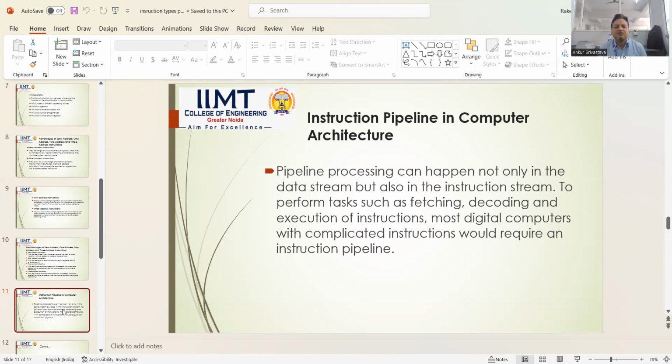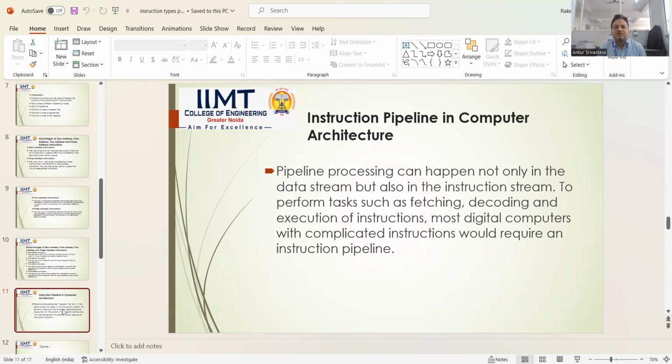So pipelining can be defined by Flynn's classification also. Flynn has classified that pipelining is used in computer architecture and organization. So pipelining processing can happen not only in the data stream, but also in the instruction stream. So what are the instructions given? That instruction stream, I have told 4 types of instructions, pipelining instructions.